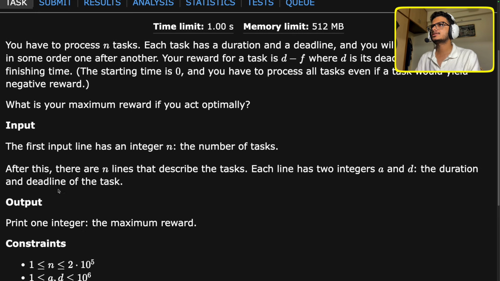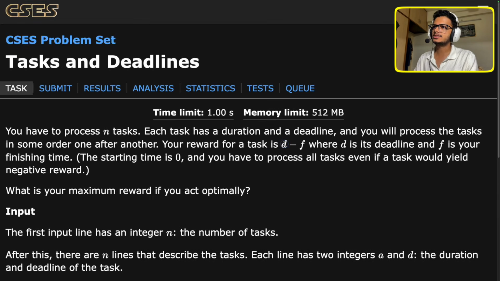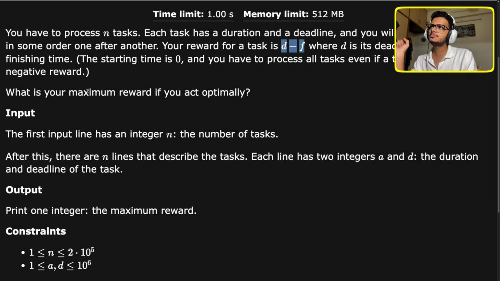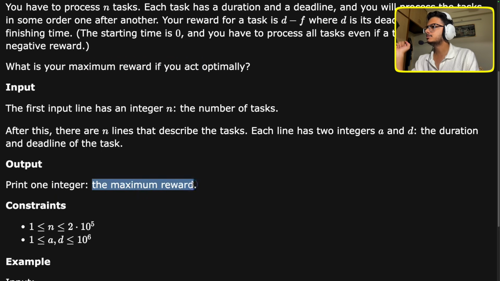And for each task, you will get a reward, which is D minus F, D being the deadline and F being the finishing time in the schedule that you decide. So we have to schedule all the tasks, and what you have to output is the maximum reward we can get. So we want to give an optimal schedule in which the reward is maximized. Output: print one integer, the maximum reward.